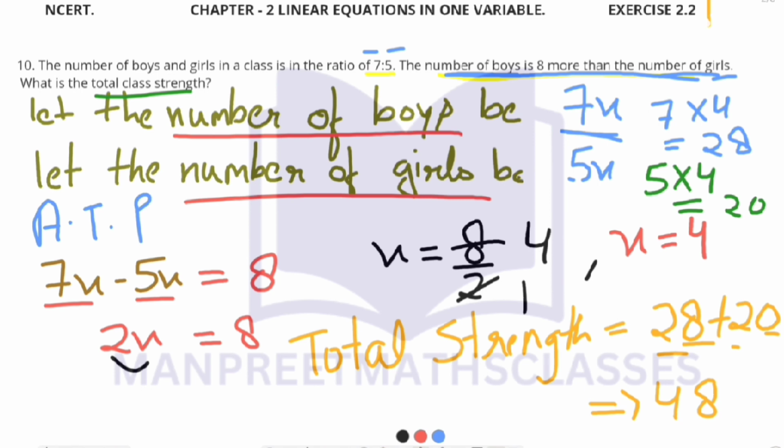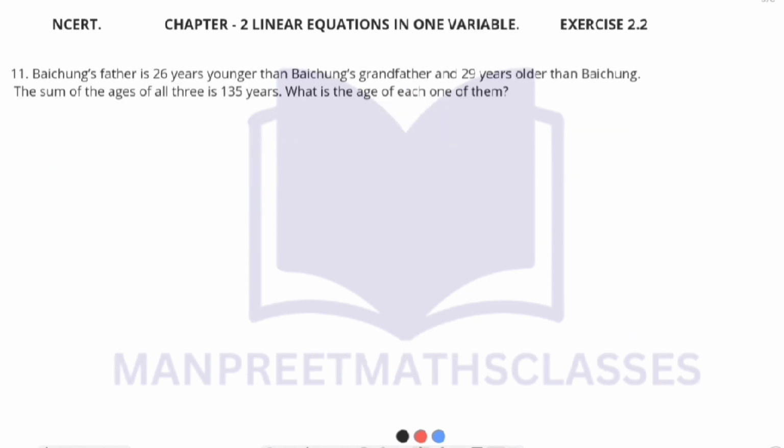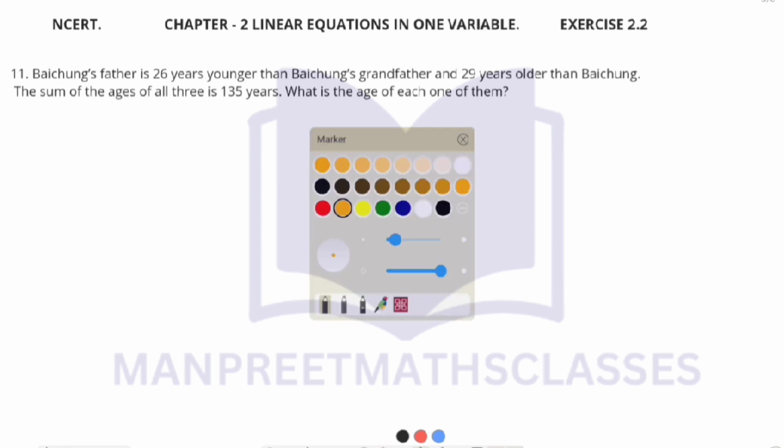Now the next question is: Baichung's father is 26 years younger than Baichung's grandfather and 29 years older than Baichung. The sum of the ages of all three is 135 years. What is the age of each one of them? So what is given to us? Baichung's father's relation is given to Baichung's grandfather, and his relation is also given to Baichung. So here we'll assume the age of Baichung. So let the age of Baichung be x.